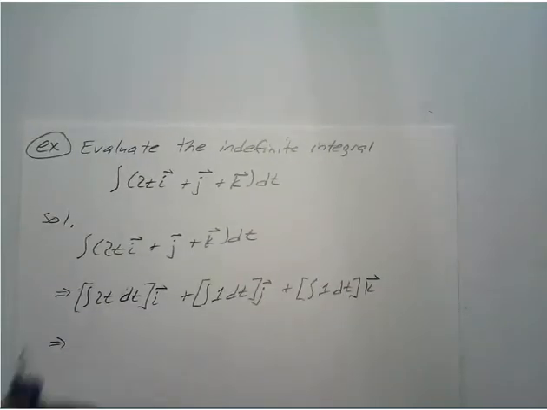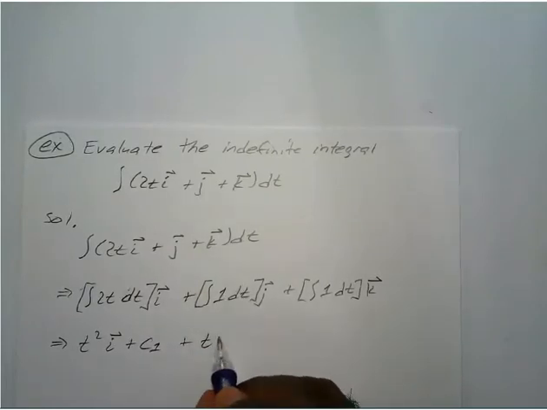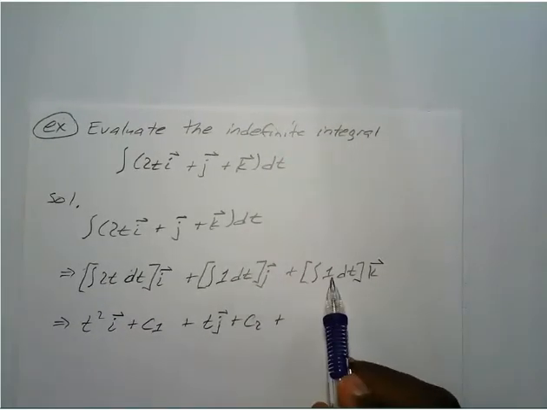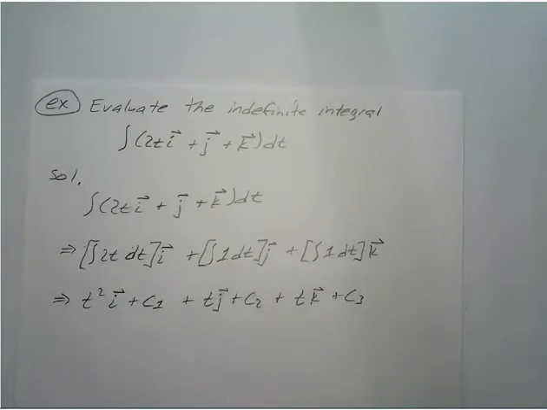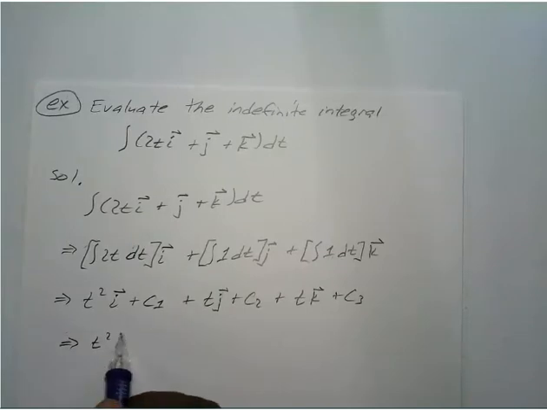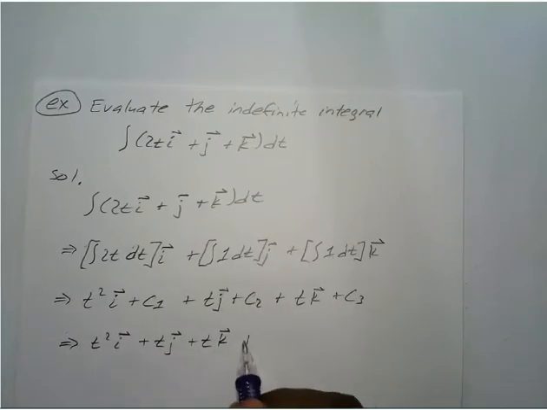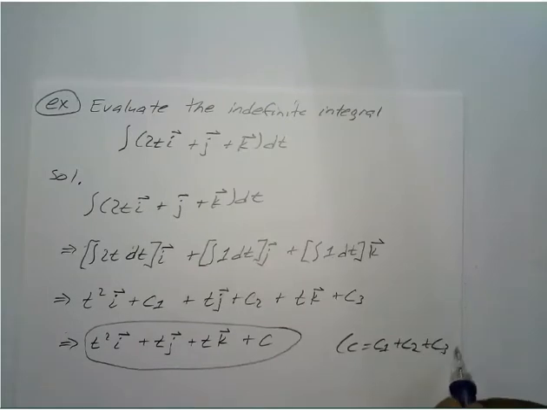So the integral of 2t is t squared times your i vector plus your c, we'll call that c number 1. Now plus the integral of 1 is just t, so that's t times your j vector plus our c number 2, plus the integral of 1 is just t, so you have t times your k vector plus your c number 3. So you end up with t squared times your i vector plus t times your j vector plus t times your k vector plus c. And that's saying that c is equal to c number 1 plus c number 2 plus c number 3.